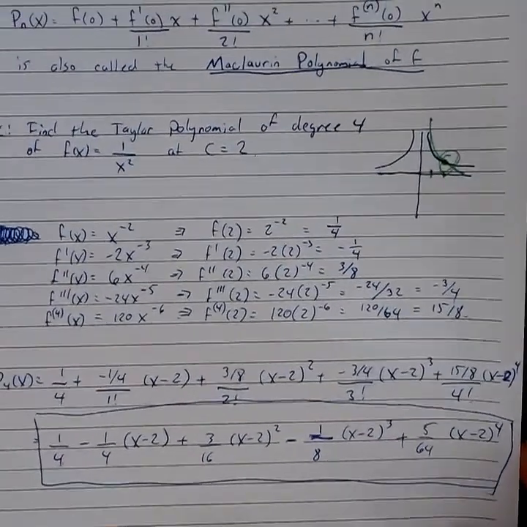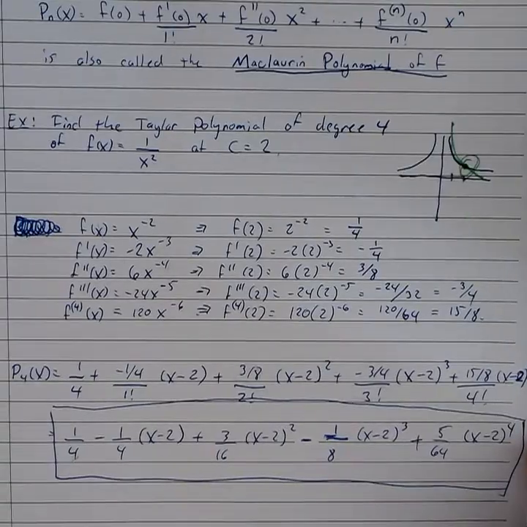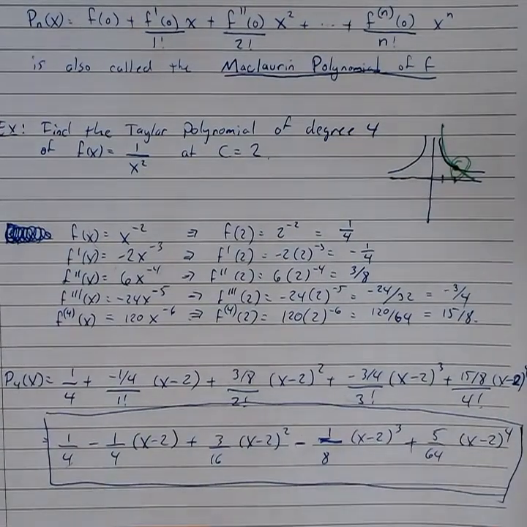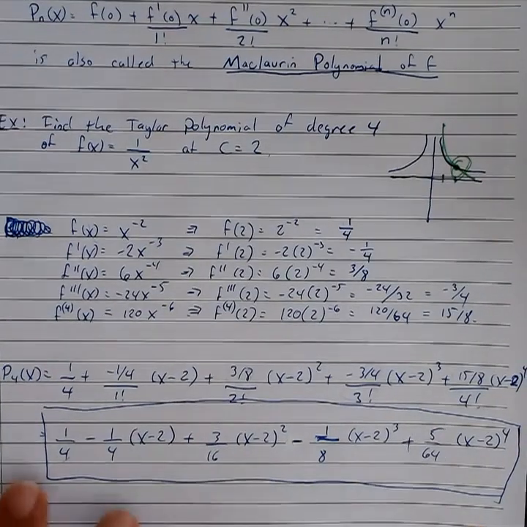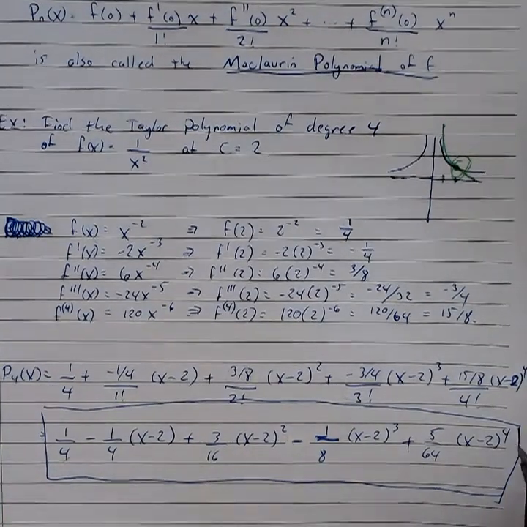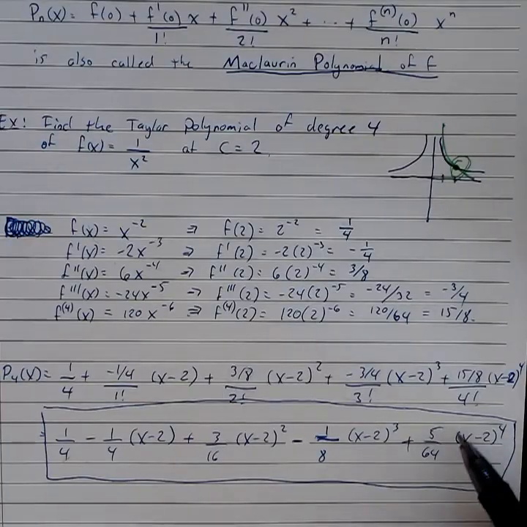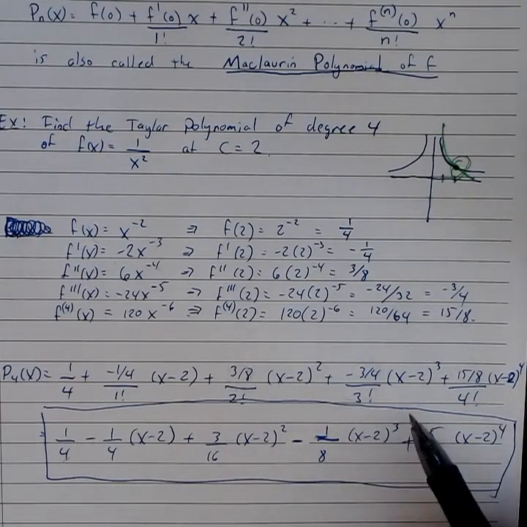And that's it. This is the 4th degree Taylor polynomial of 1 over x squared equals f of x at c equals 2. At this point, some people would now say, okay, now you're supposed to actually multiply this out, raise this to the 4th power. You're supposed to raise this to the 3rd power.